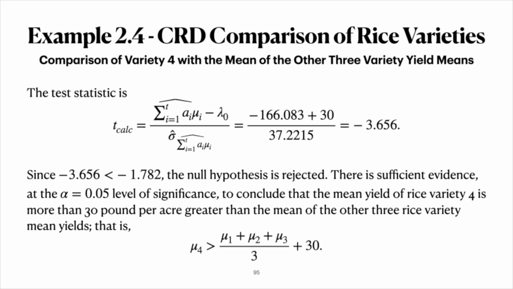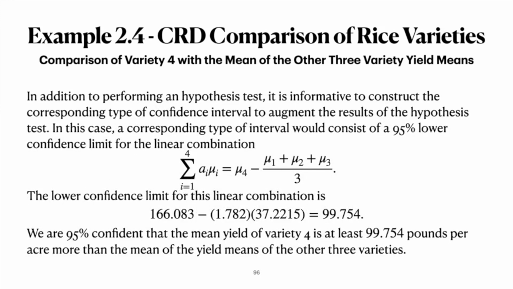And so we would say that there is sufficient evidence at the 0.05 level of significance to conclude that the mean yield of rice variety 4 is more than 30 pounds per acre greater than the mean of the other 3 rice variety mean yields. Expressed notationally, there is sufficient evidence at the 0.05 level of significance to conclude that mu4 is greater than 30 more than the arithmetic average of the mean yields for varieties 1, 2, and 3.